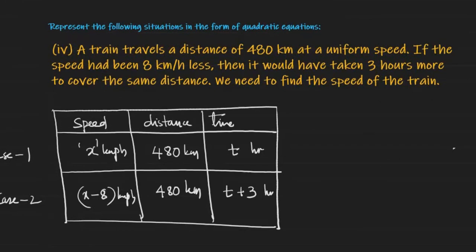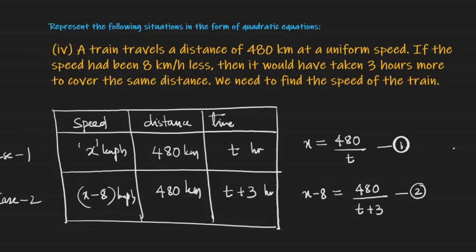Let's write the speed equals distance by time relation in both the cases. Speed equals distance by time. Let it be the first equation. In the second case, speed, that is x minus 8, equals distance divided by time. Here time is t plus 3 hours. Let's call this the first equation and this the second equation.